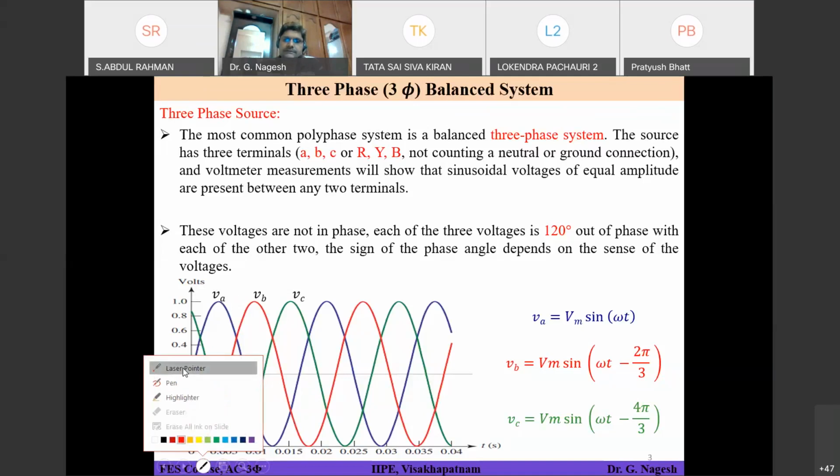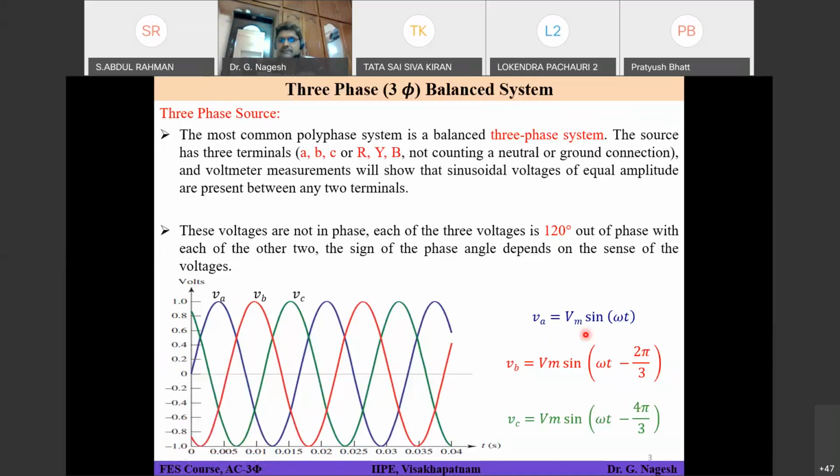It's sinusoidal, and it can be given by this expression: Vm sin(omega t). Obviously, Vb will be Vm sin(omega t minus 2 pi by 3). So 2 pi by 3 is nothing but 120 degrees. So there will be a phase difference of 120 degrees between A phase voltage and B phase voltage. When I say phase voltage, it is always the voltage of that particular line with respect to neutral. So that is called phase voltage.